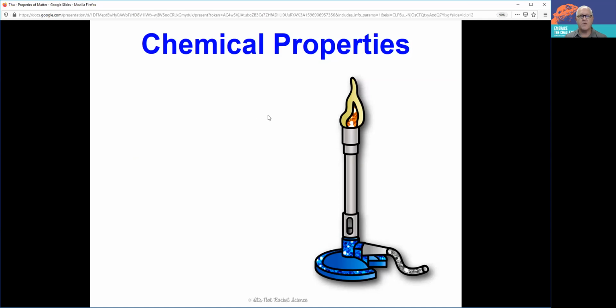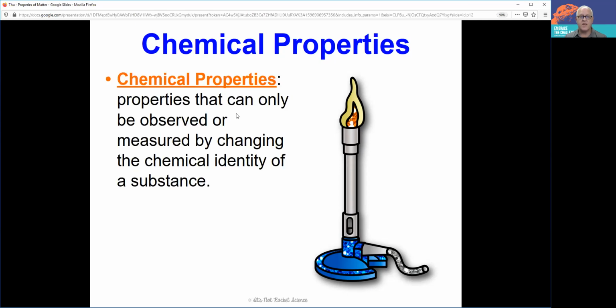Then there are some chemical properties. We've just looked at physical properties. Now let's look at chemical properties. Chemical properties are properties that can only be observed or measured by changing the chemical identity of a substance. Something has to actually change. And we do this by observing if a new substance is formed.